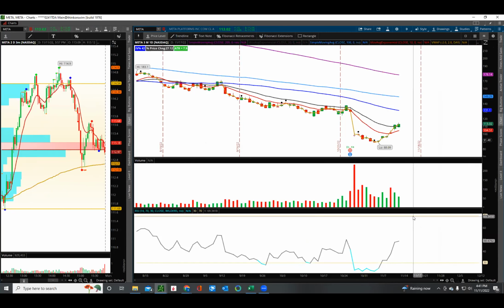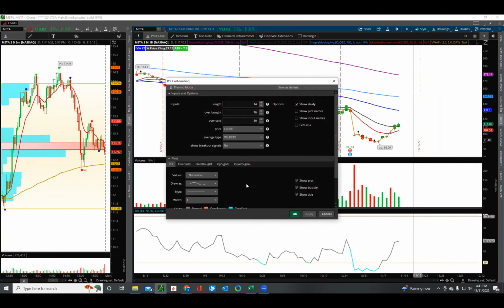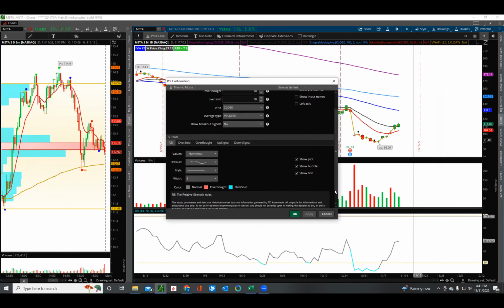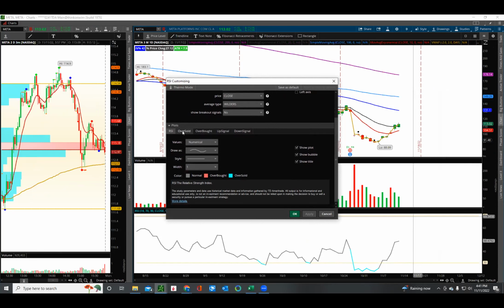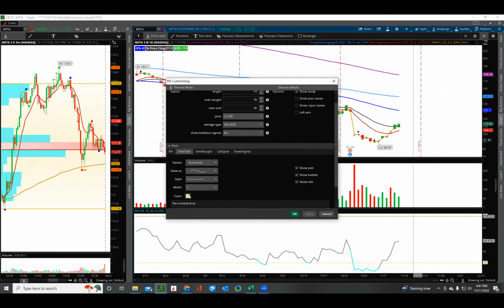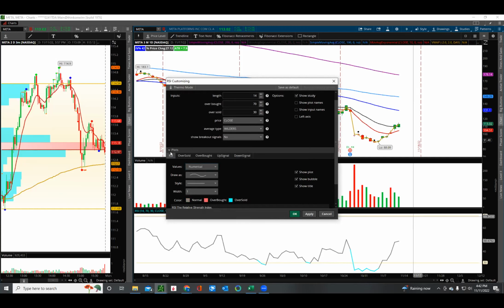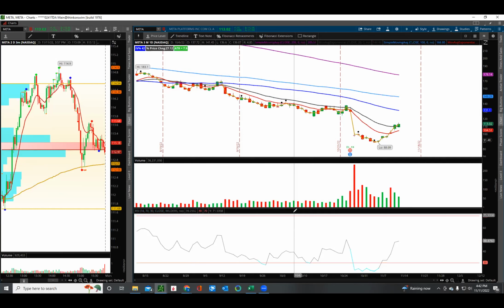Now let me adjust a couple of these lines just to make them easier to see. Oversold, let's go with red. Overbought, let's also go with red.